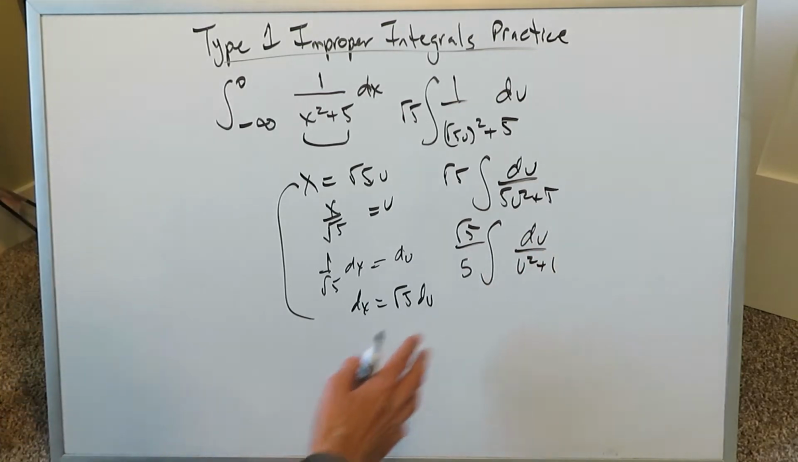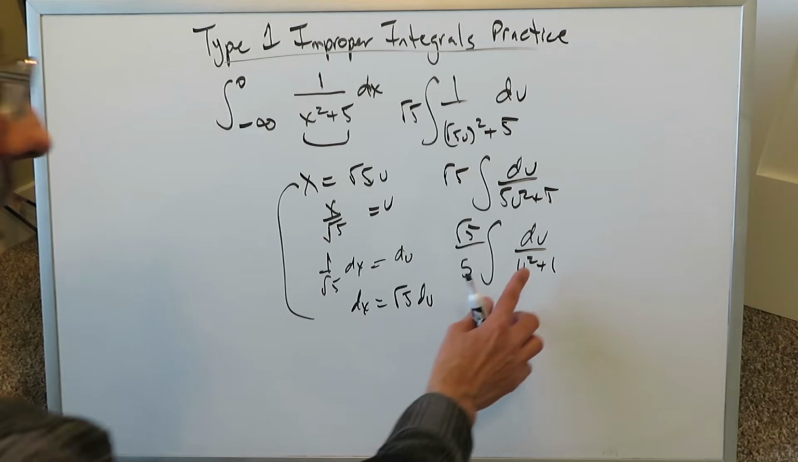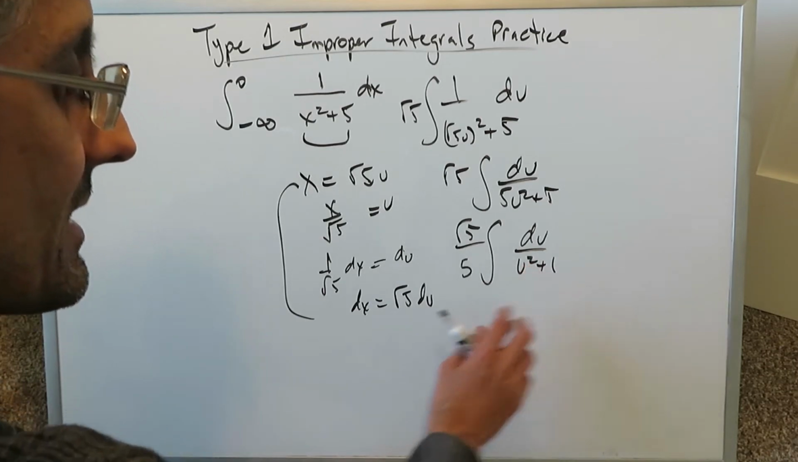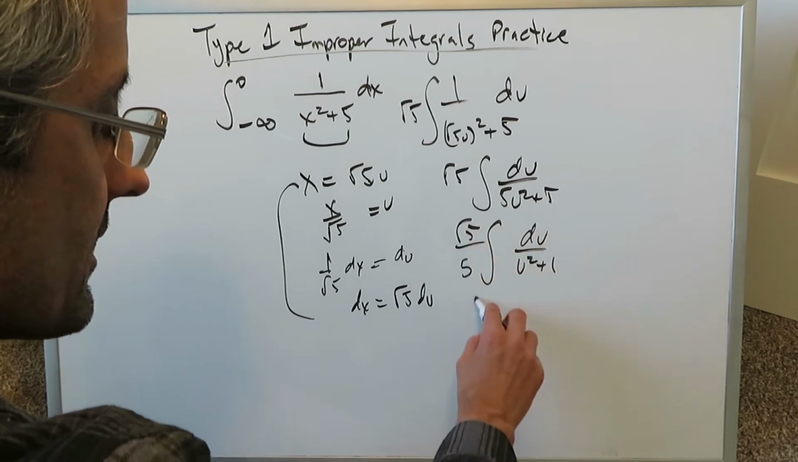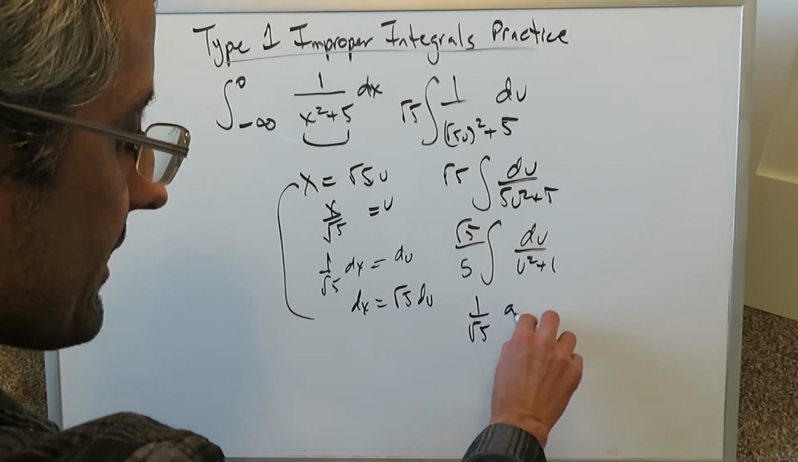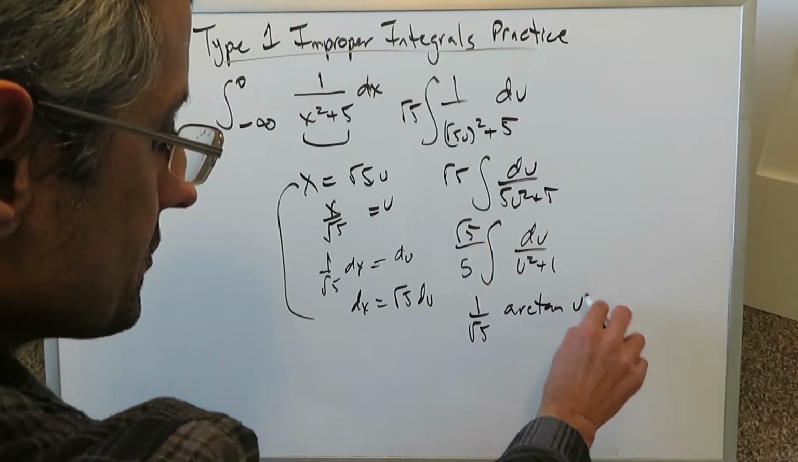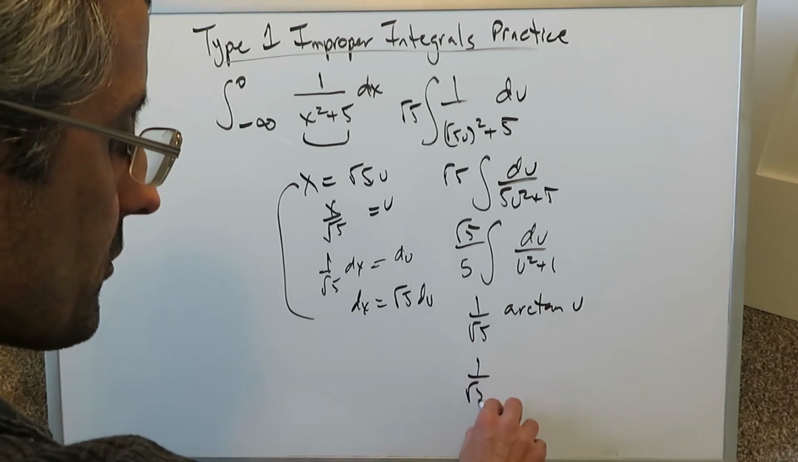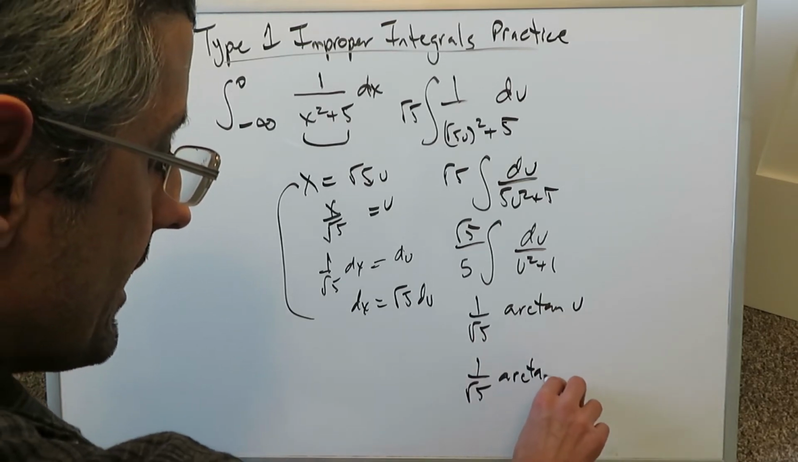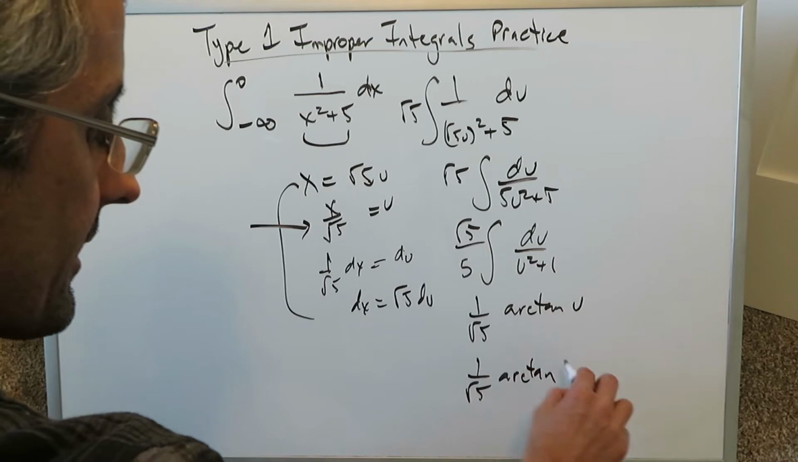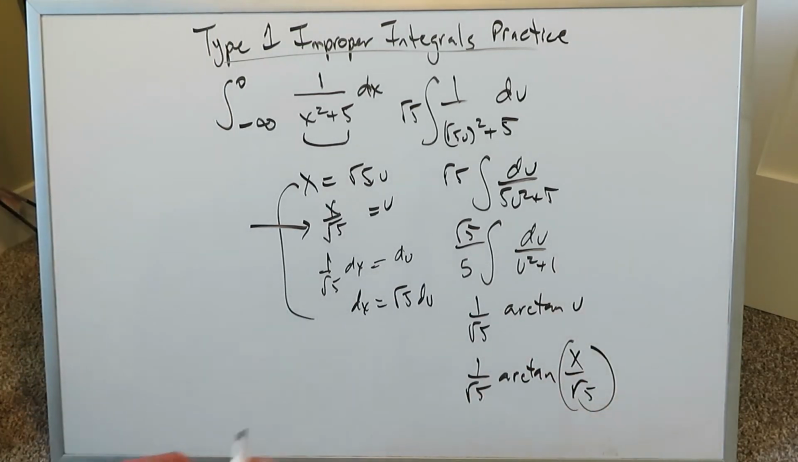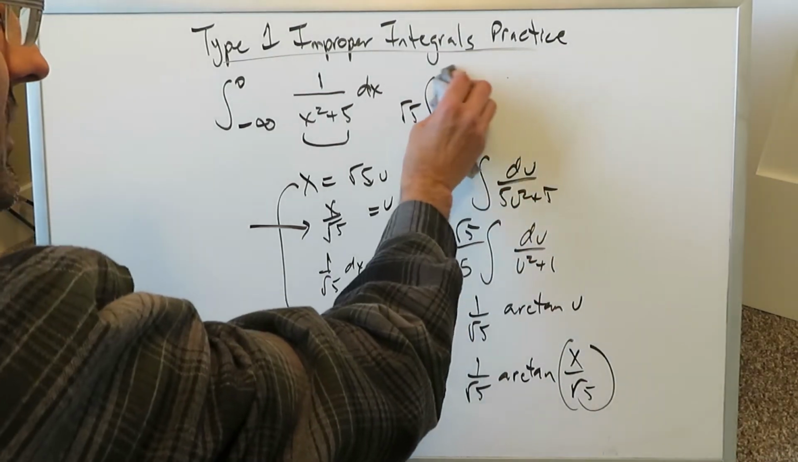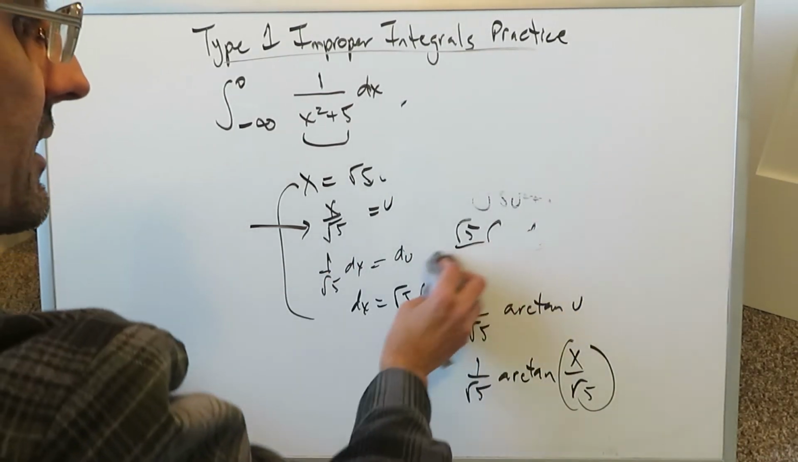This right here, 1 over 1 plus u squared, or 1 over u squared plus 1, is very well the arctan antiderivative. That's going to bring out 1 over root 5, then arctan u, which is 1 over root 5 arctan, and what was u? It was x over root 5, plus c. This is my antiderivative coming from this entire integrand, and we have to keep this in mind because we will need it for this question.